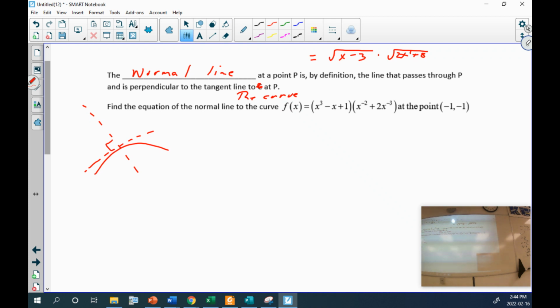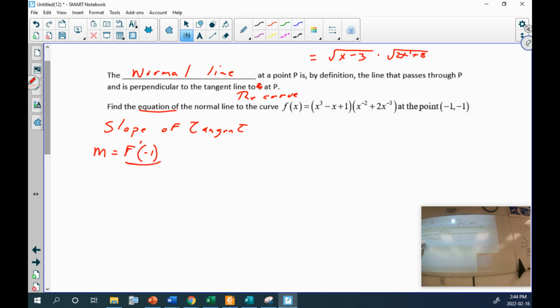And so we're looking for the equation of the normal line. So the first step would be find the slope of the tangent. So the slope is found by going f prime at -1. We'll need to find f prime, the derivative of the function f.